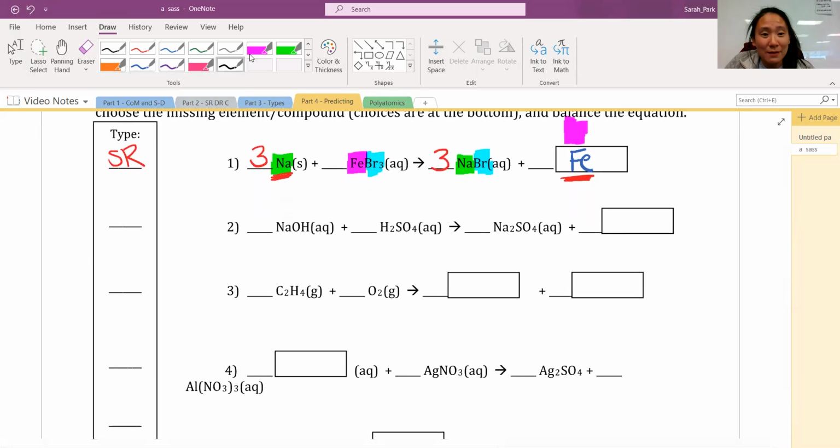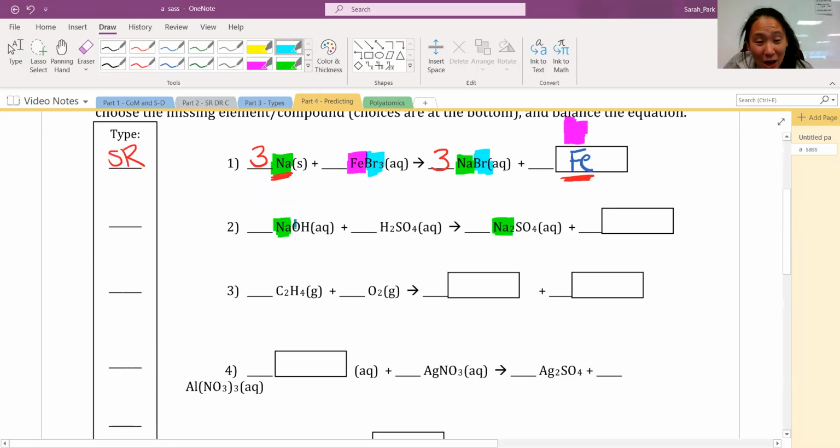All right, so next, let's try a different example here. Number 2, you have a sodium again on the left. I have a sodium on the right, so I'm good to go. I have a hydroxide polyatomic. Remember, if there are 3 or more capital letters, you know that there's a polyatomic here. So I'm missing a hydroxide over here. So keeping that in mind.